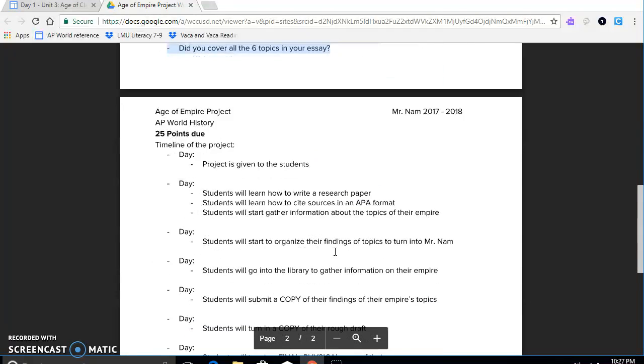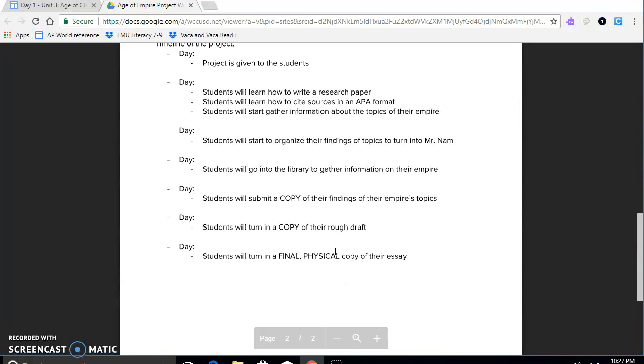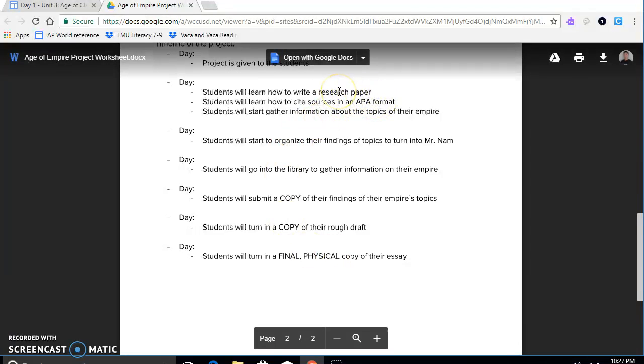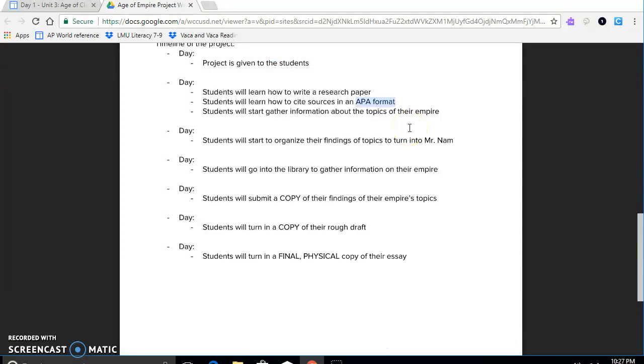The second page shows the timeline of the project. They'll also learn how to write a research paper and use APA format. As we know, social studies uses the APA format, unlike in English class. And they'll also go into the library and gather information.